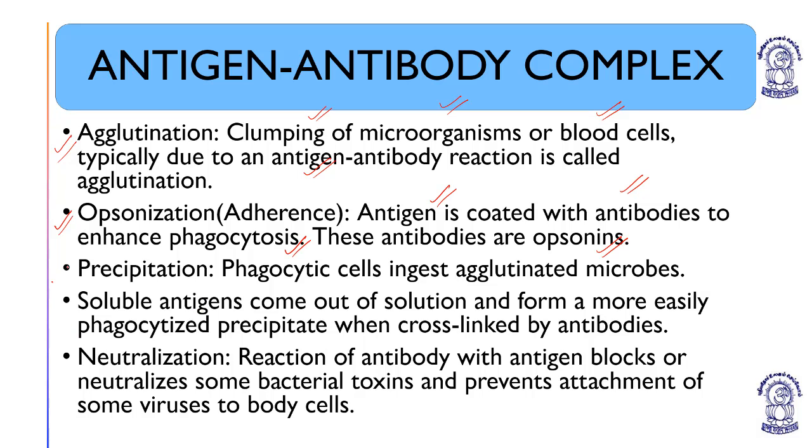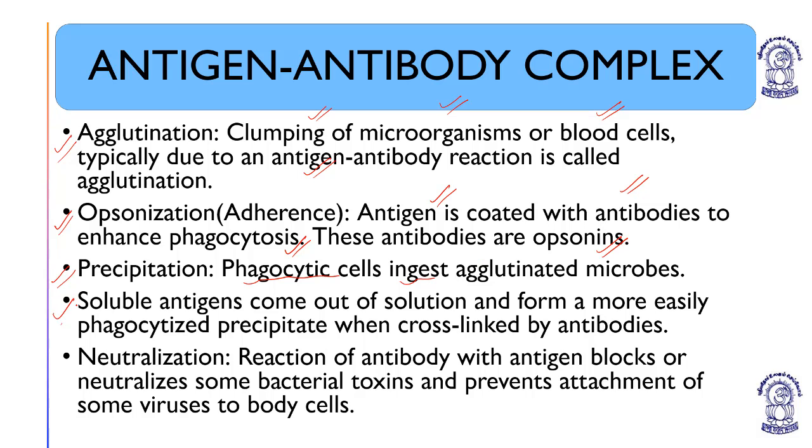The next is precipitation. The phagocytic cells ingest the agglutinated microbe. The agglutinated microbe is the epitope paratope combination of the microbe and the antibody. It is basically decorated by opsonins. Now the phagocytic cells like neutrophils, macrophages, and mast cells come to engulf them.